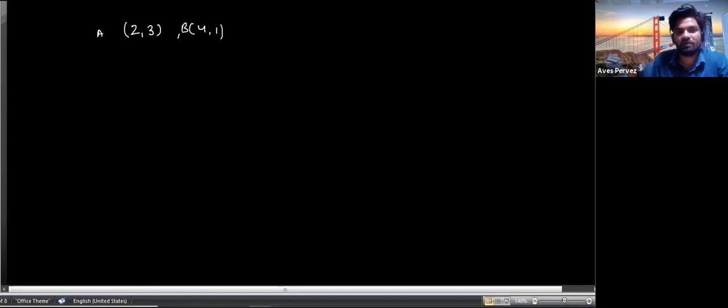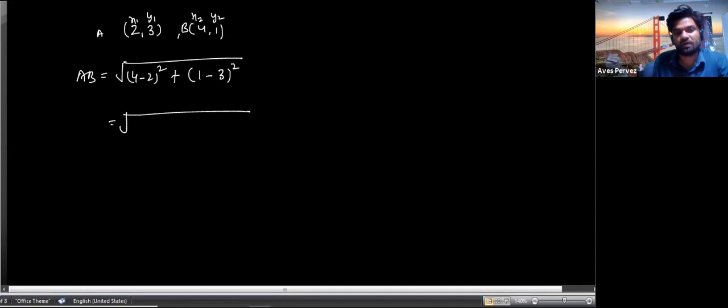So how can we do this? That is the under root of (4 minus 2) whole square. This will be x1, y1. This will be x2, y2. So 4 minus 2 you will get 2 whole square plus (1 minus 3) whole square. So AB will be equivalent to 2 square plus, again, 1 minus 3 you will get minus 2 square. Then 2 square is 4, and minus 2 square is also 4, because minus 2 multiplied by minus 2 gives positive 4.